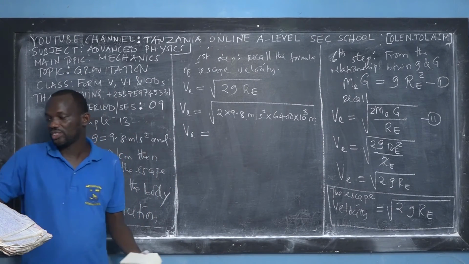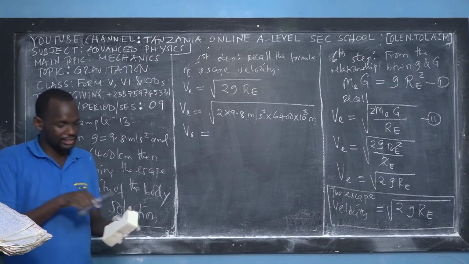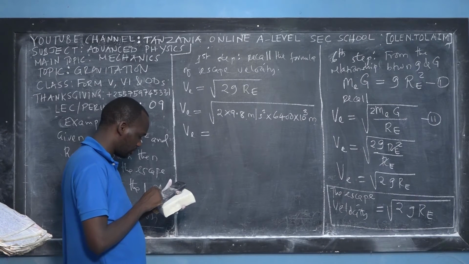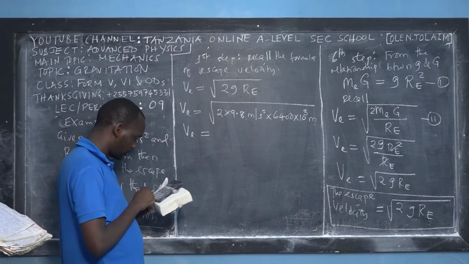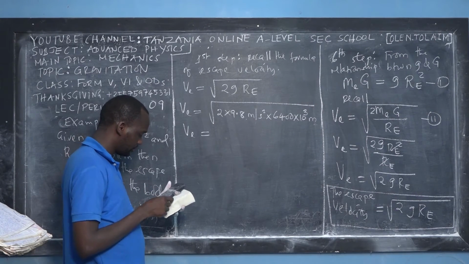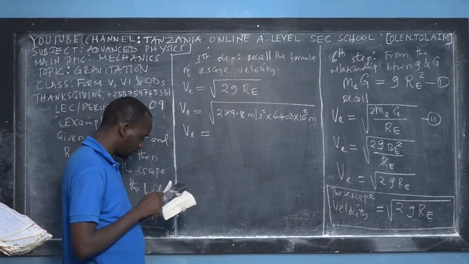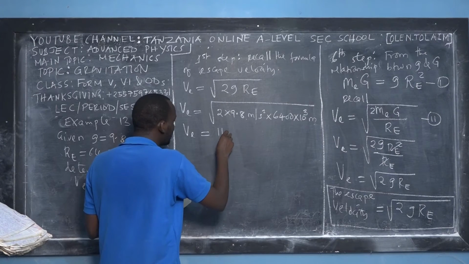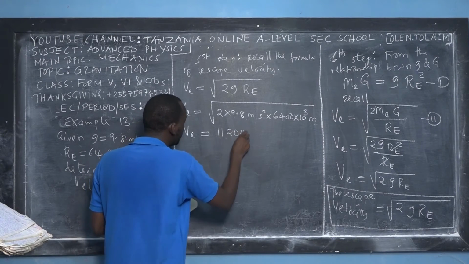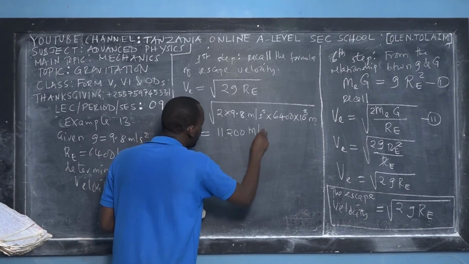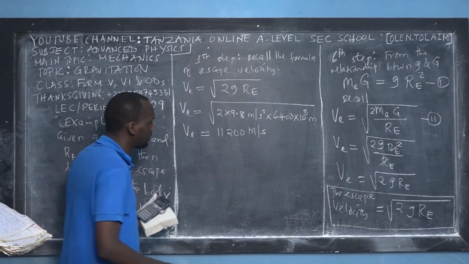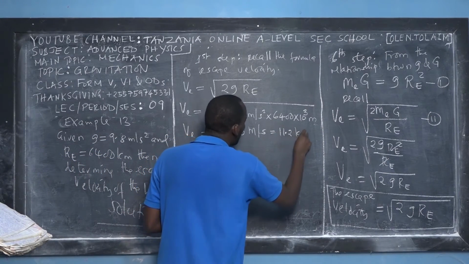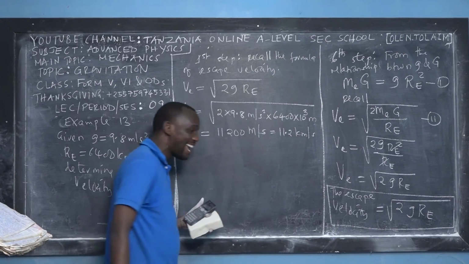So just use your scientific calculator, do that simple computation quickly, and then let us go to another concept. So times 6,400 exponent 3, then find the square root of it. So the escape velocity is 11,200 meter per second. This is equivalent to 11.2 kilometer per second. Fantastic.